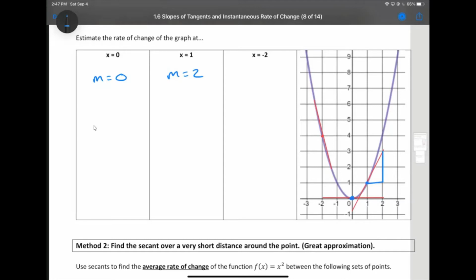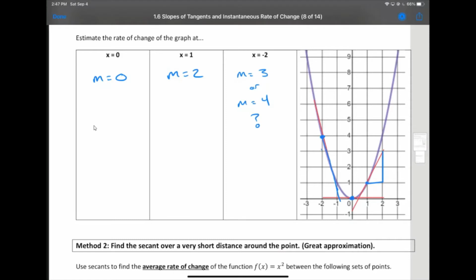And then over here at x equals -2, this looks like it's going to go, extend that curve down, I don't know, over 1 down, I don't know, 3 or 4. So I don't know, slope equals 3 or slope equals 4. Again, it's an approximation. It's hard to tell. And we'll see a better way of doing it in the near future. So that's those values there.